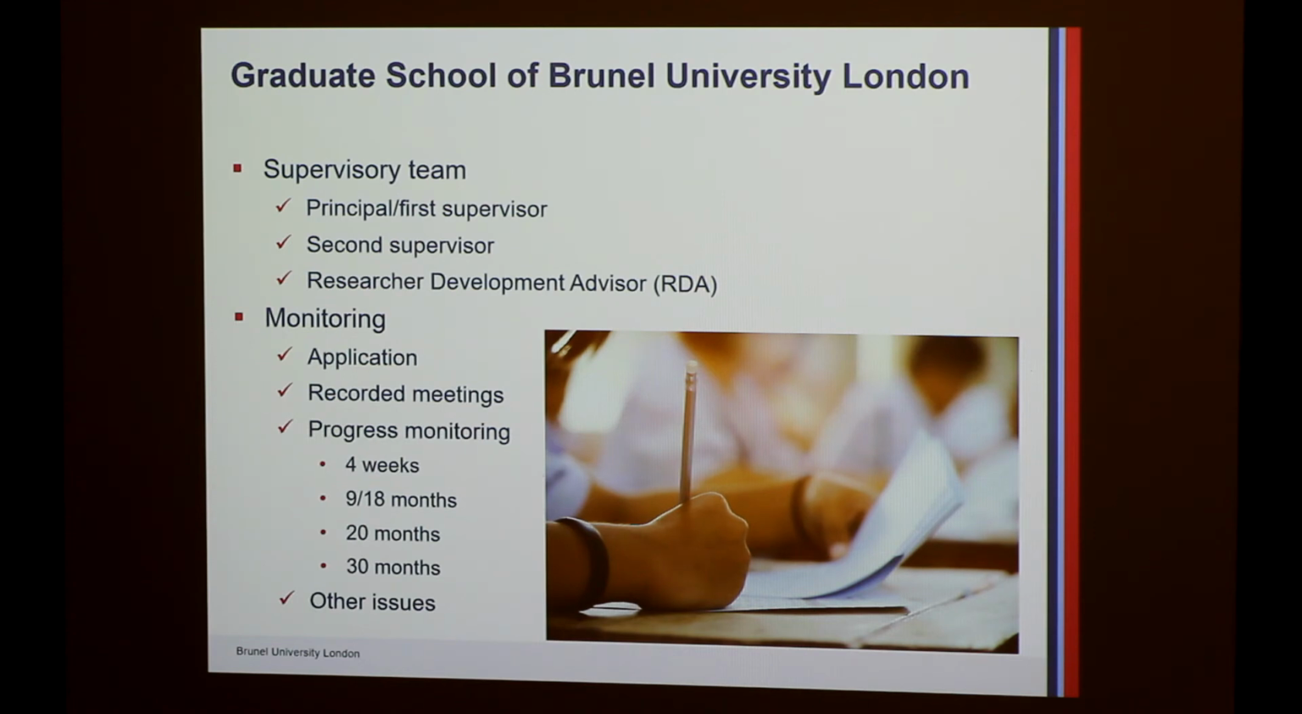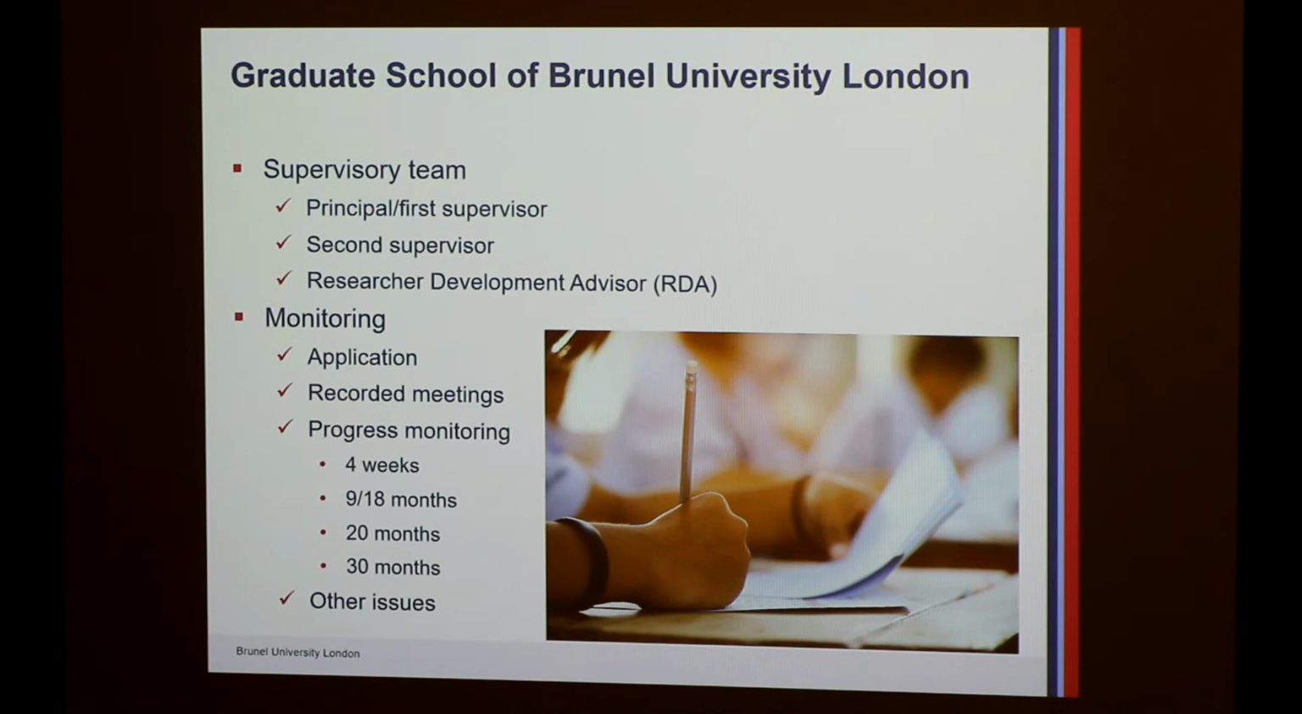And then second, we have 9 months. The 9 months review is to check if this student is progressing properly. Can he or she manage to finish the PhD? So the student will submit some writing, like a literature review, and we will see if he or she can write academic articles. And the 18 months means part-time students. So instead of 9 months, you have 18 months.